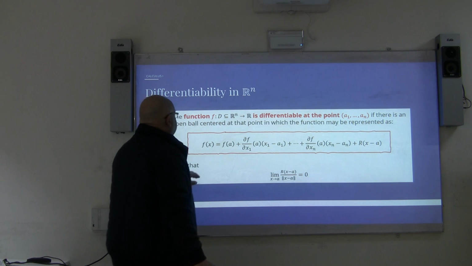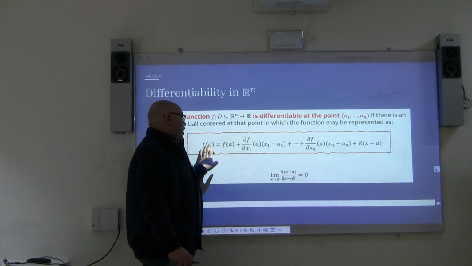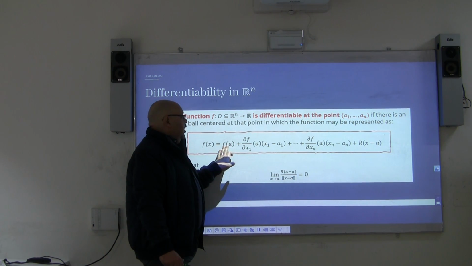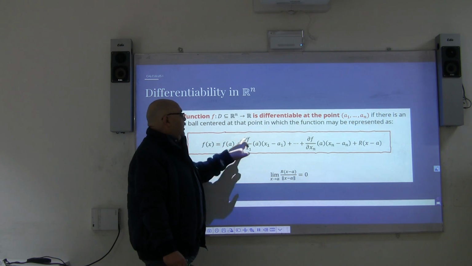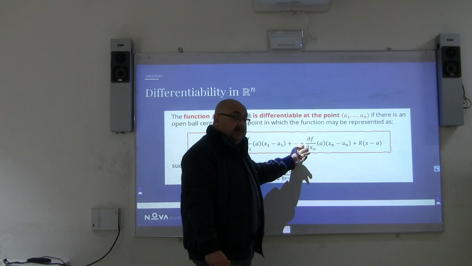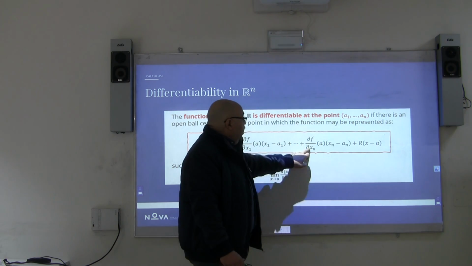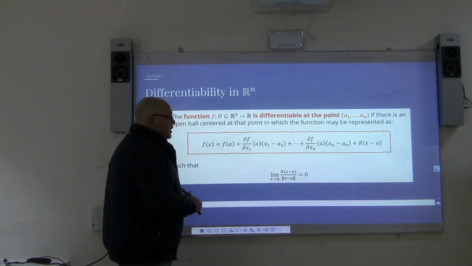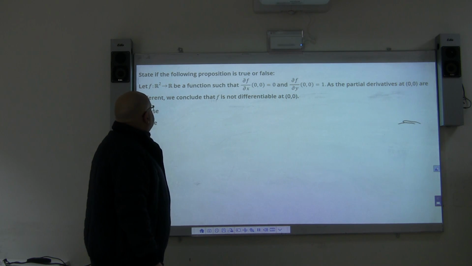If you remember, instead of having x, y, f of a b, partial f partial x, partial f partial y times x minus a, y minus b, and the remainder term. This is the extension. If I'm talking about n dimensions, it's exactly the same as you can see.